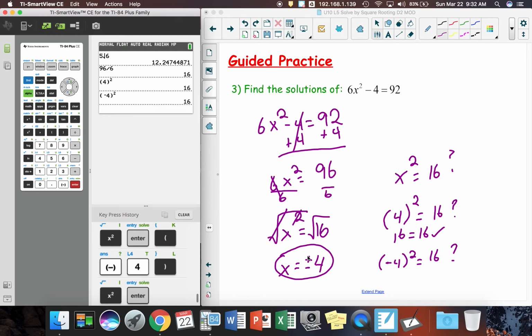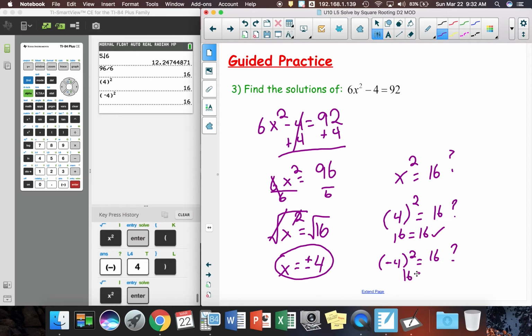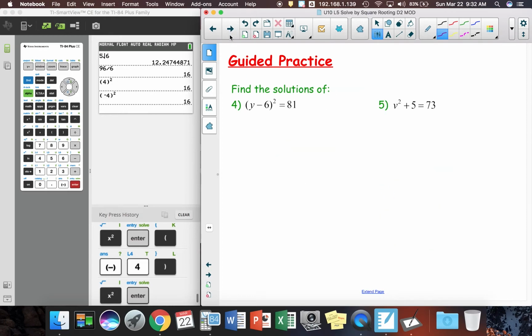This is why we always need to put plus or minus. Okay? So we do get 16 equals 16, and we're good. Alright, let's move on. So we have these 2 problems here. Again, pause the video so you can try and solve these.